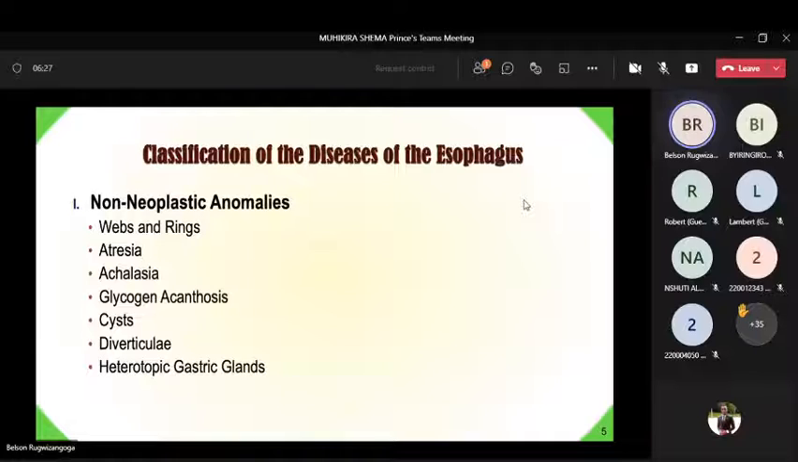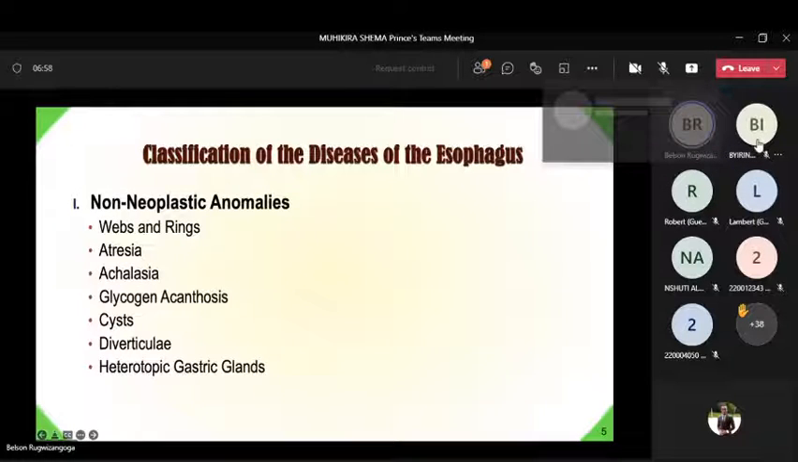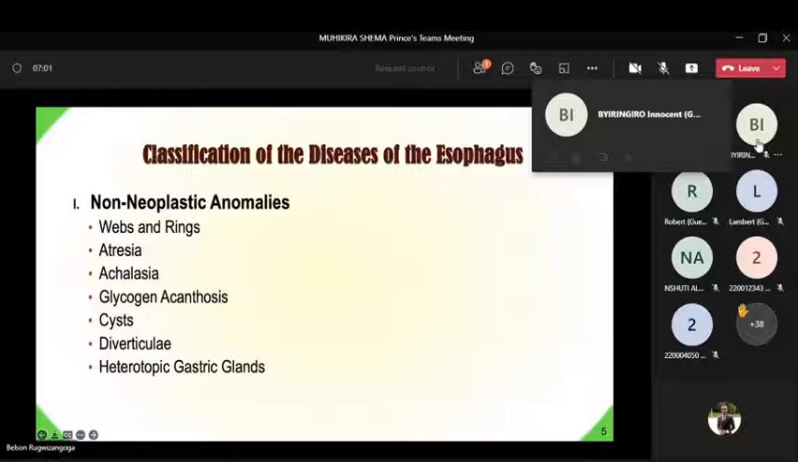So when there is no communication between the stomach and the esophagus, the consequence is that when the child is breastfed, the milk will go to the lungs, and these children will not survive. Achalasia is a constriction, a decrease in the caliber, in a section of the esophagus. There is a glycogen acanthosis. This we see mainly on histology, but it can have a clinical implication.